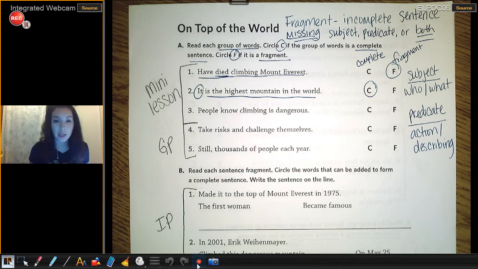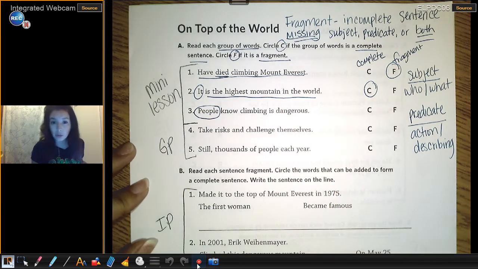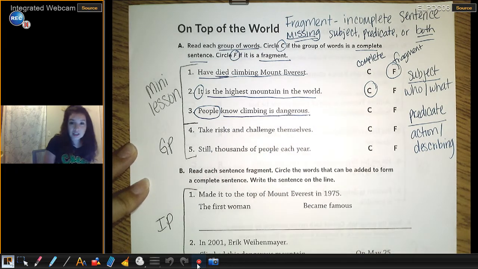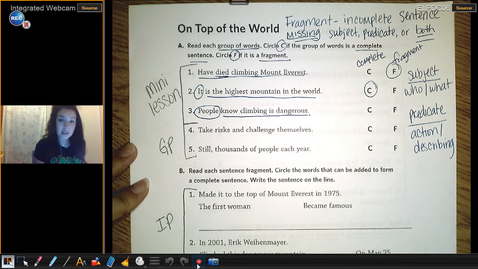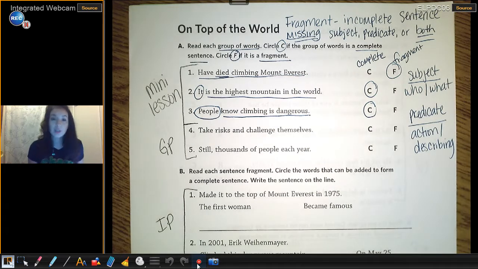Let's go to number 3. People know climbing is dangerous. Do I know who the sentence is about? Yes, it's about people. Do I know what they do? Yes. They know climbing is dangerous. So this is still a complete sentence. Let's read number 4 together. Get ready. Take risks and challenge themselves.